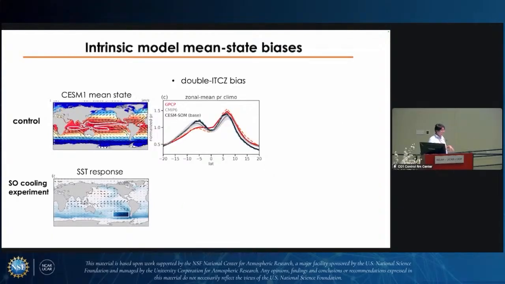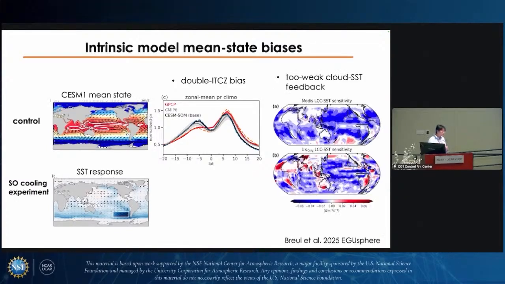But this model also has pretty typical intrinsic mean state biases, including a double ITCZ, the tropical zonal mean precipitation being too symmetric between the two hemispheres, and also too weak cloud feedbacks compared to satellite observations.